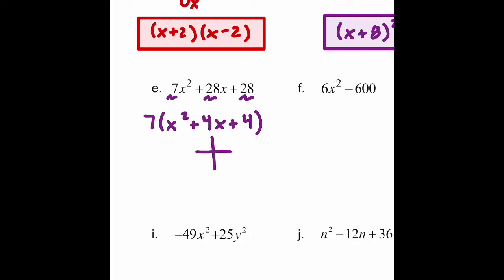So, kind of ignoring that 7 for now, just hanging outside, we've got x and x. 2 times 2 gives me 4, and it'll also add up to 4 in the middle here. And so we end up here with 7, and then we've got x plus 2 and another x plus 2, so I'm going to write that as x plus 2 squared.